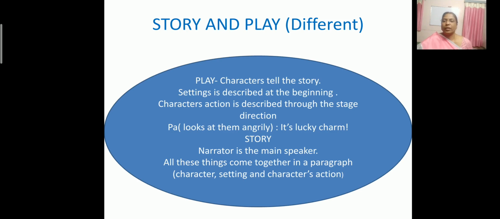So in a play, characters will tell the story. The setting will be at the beginning only, where it has taken place. And the characters' actions, whatever actions they are doing, will come in the brackets.